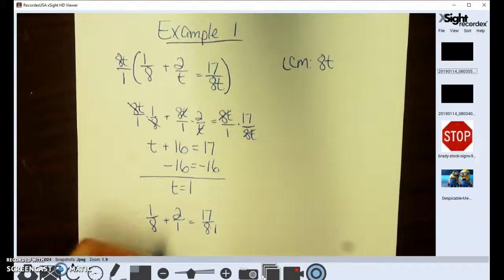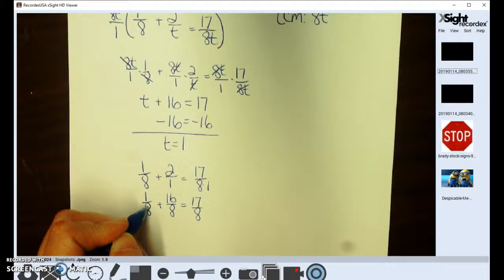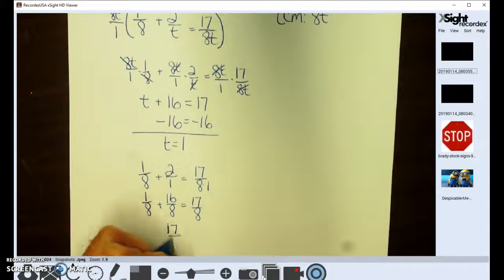Okay, well, this is already simplified. How can I rewrite 2 so it has 8 in the denominator? That means I have to multiply this 1 by 8, so I also have to multiply the top by 8. So that would be 16 over 8, equals 17 over 8. Well, is that true? 1/8 plus 16/8 is 17/8, which does equal 17/8. So that's a good answer. It's not an extraneous answer. It works. So t equals 1.